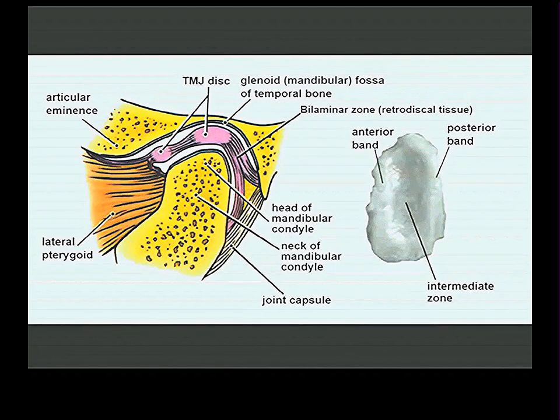That's in the temporal bone. And the posterior band is connected to the temporal bone and actually also to the back of the condyle by this thing called the bilaminar zone or retrodiscal tissue. You will not need to know these terms, I'm sure, in this course. I don't even think they need to know any of these terms in this course. But that is important if you're going to understand what happened to me.